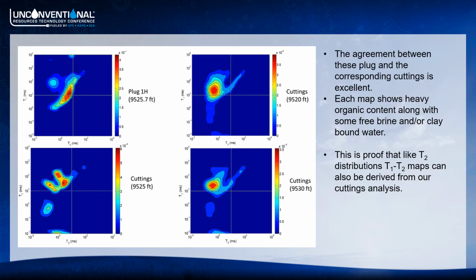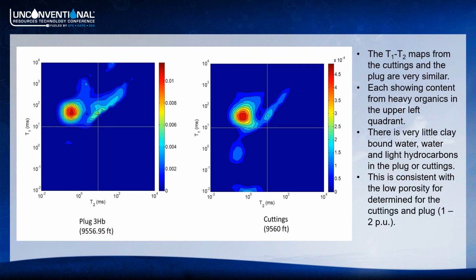Now let's look at some T1, T2 data that we acquired on plugs and cuttings from this well. In the top left corner, we have a T1, T2 map of a plug. The other three maps were obtained on saturated cuttings from similar depth. This shows that these types of maps can be obtained even for low porosity small samples like the cuttings we were dealing with, although this is probably not practical at low field or 2 megahertz, as the measurement would take a really long time. The agreement between cuttings and plug are satisfactory. Most signal appears in the same region of the map, so the maps are comparable.